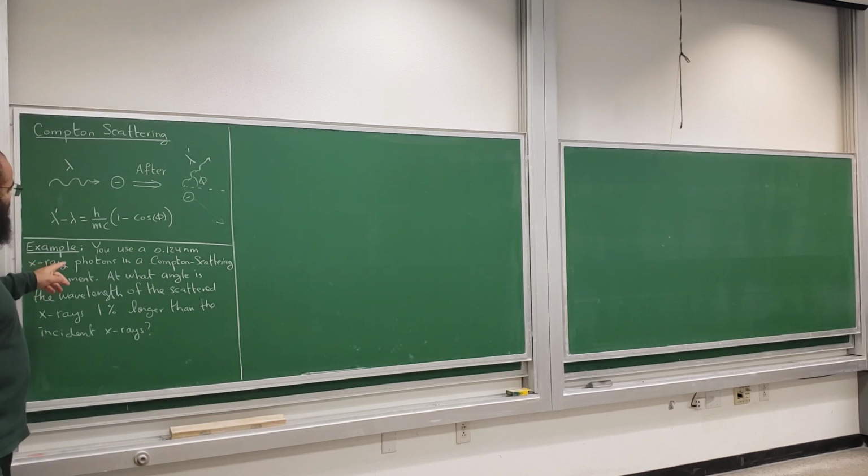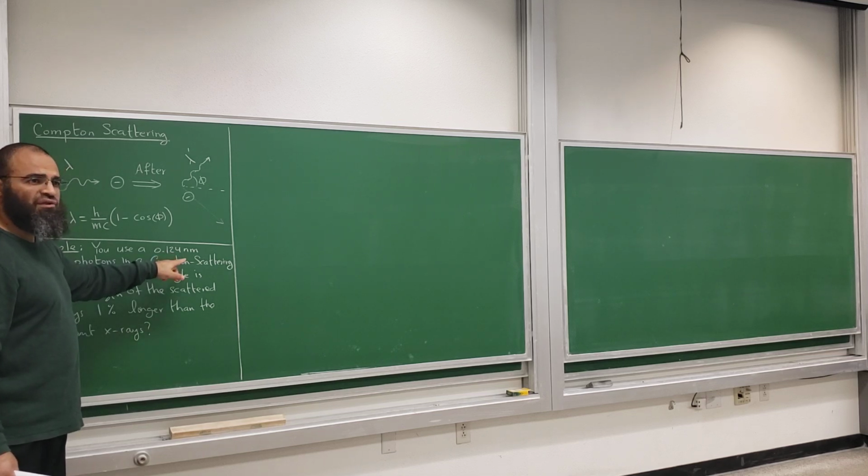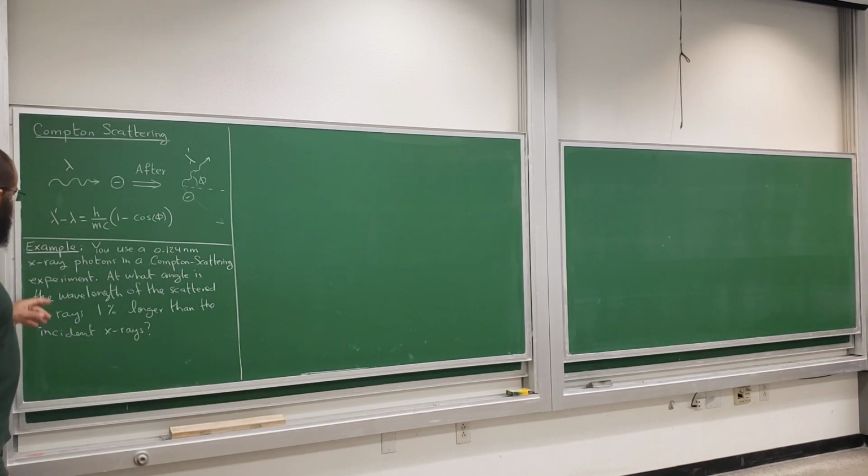Let's say we're doing this experiment. We use X-rays, so the wavelength is 0.124 nanometers. So that's in the X-ray range. And in a Compton scattering experiment, we use X-rays of this wavelength. At what angle is the wavelength of the scattered X-rays 1% longer than the incident X-rays? At what angle are the scattered X-rays longer by 1%? Okay? So it's a direct application of this.